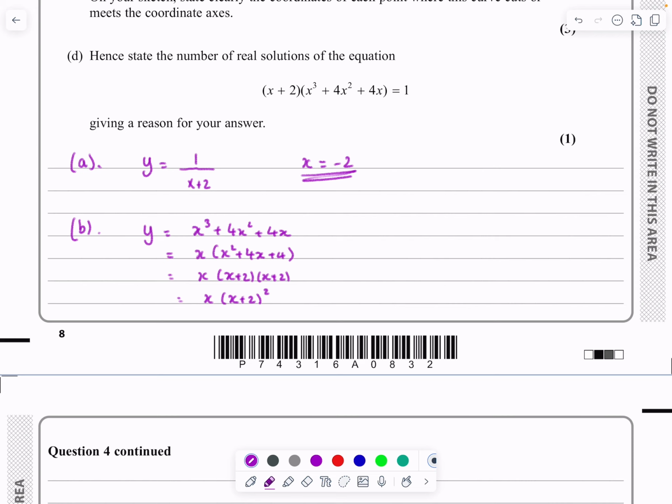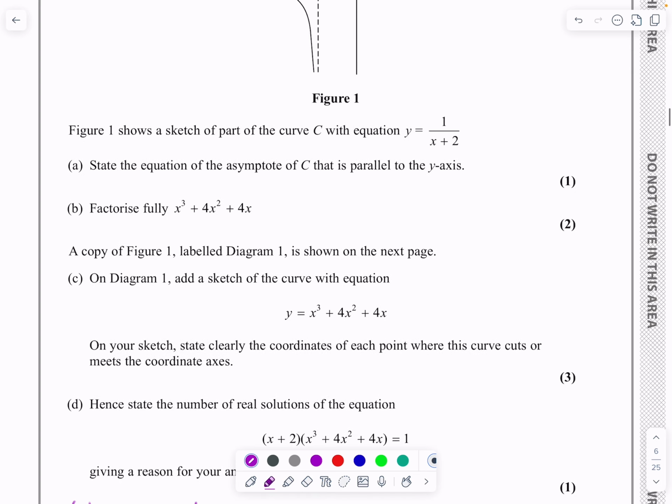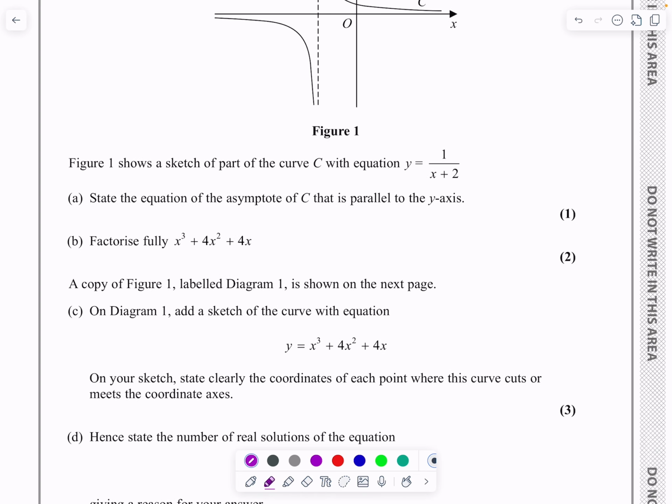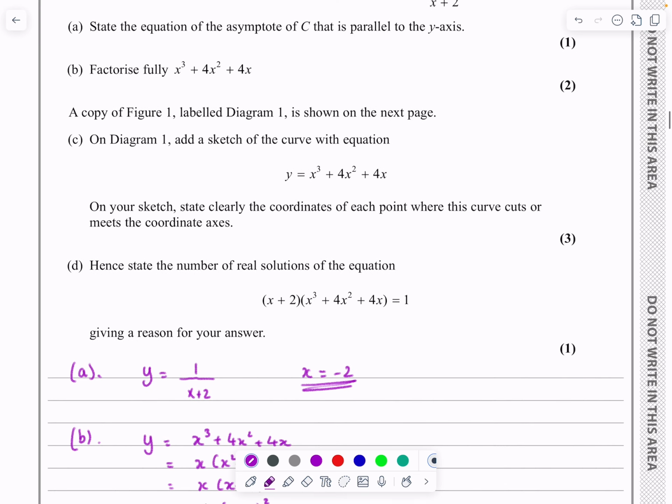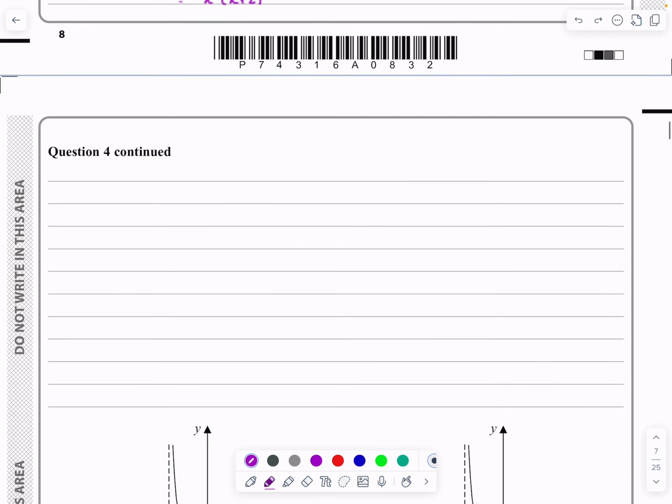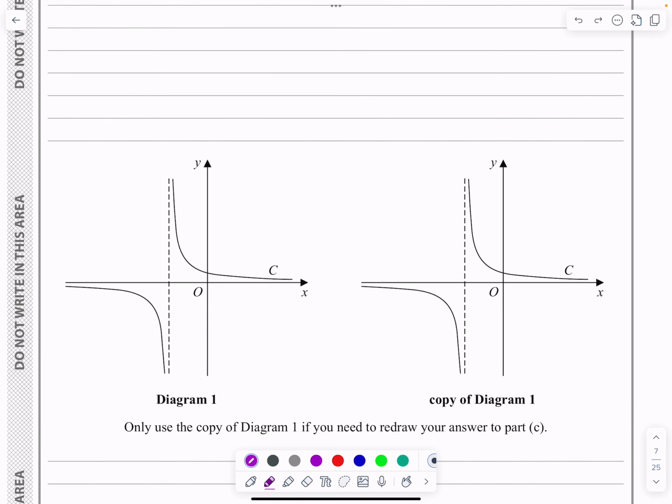And that's going to have ramifications when we're doing the graph. We'll have repeated values. We'll talk about that in a second. So part A and part B done. Part C says, a little bit lower down, there's a diagram 1, which I'll have a look at. And it says, can we sketch the curve of y equals x cubed plus 4x squared plus 4x? And says, obviously, state really clearly coordinates of each point where the curve cuts the axis or meets the axis. Let's talk about that then. So this is where we're going to be putting the answer to this one.